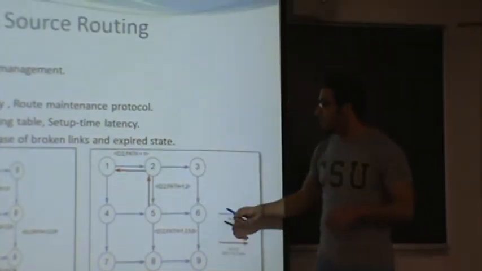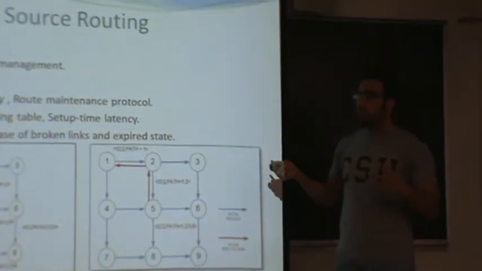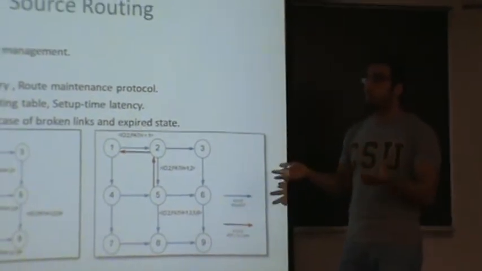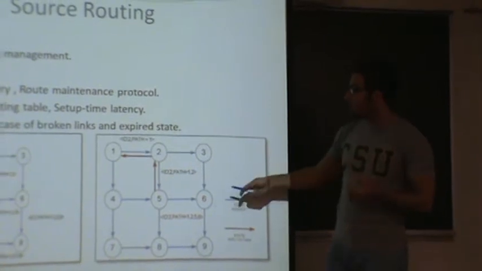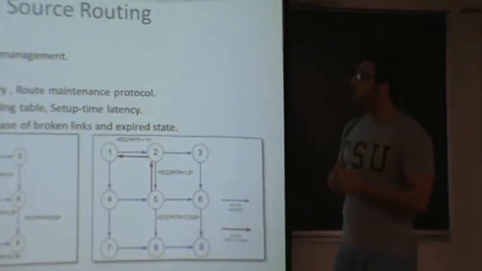Route maintenance means that now router 5 should flood the network with this information, saying that the link between 5 and 6 is dead, and all the routers will update their routing tables by flooding the network just to accommodate this fact. So this is what we mean by route maintenance.